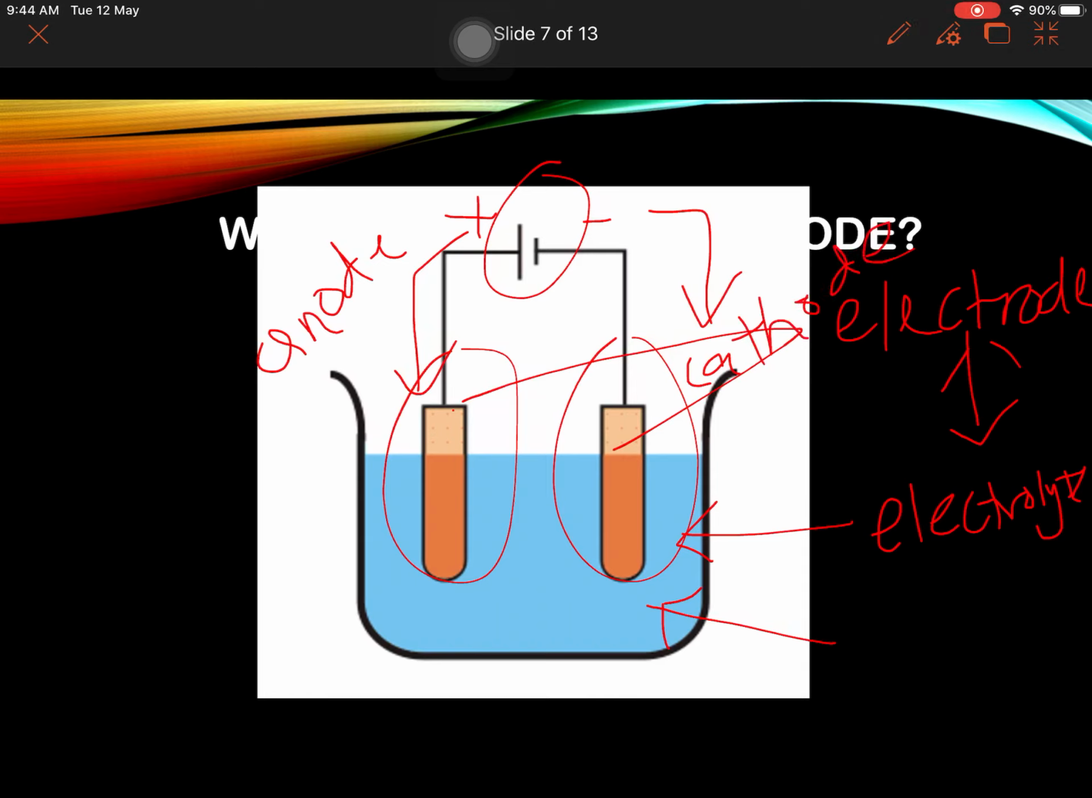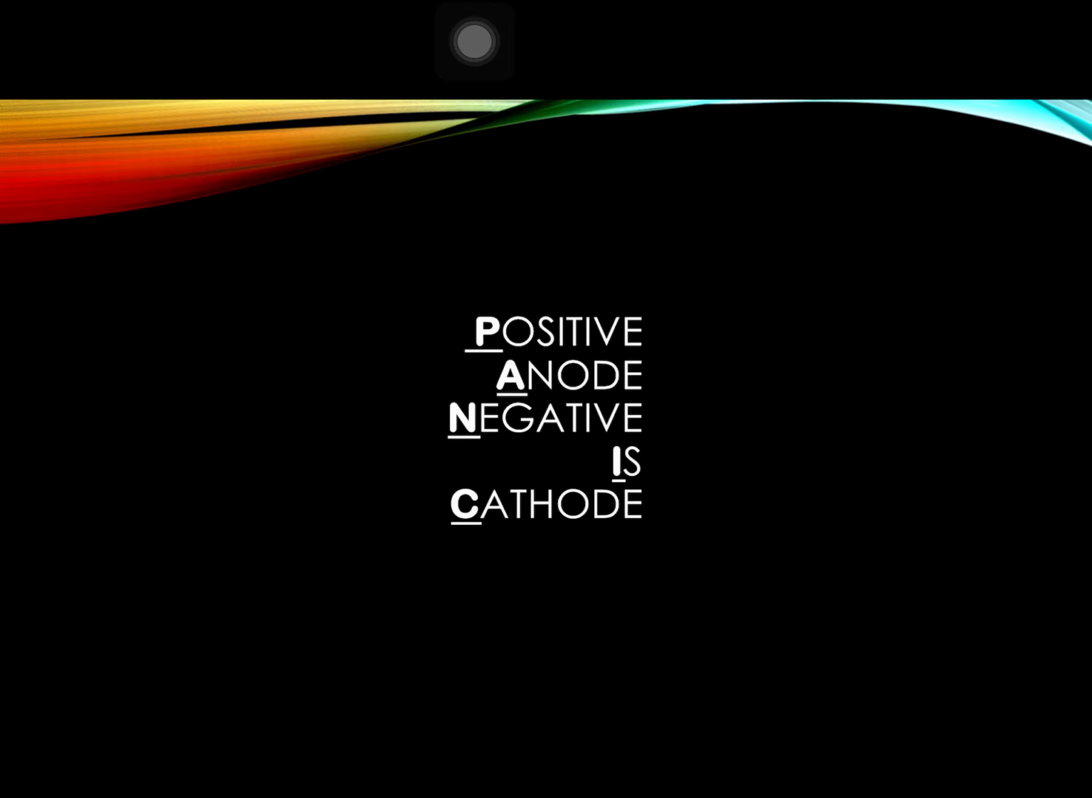So here is a technique for you all to remember. Panic. Just remember PANIC. P stands for positive, A stands for anode, N for negative, I is C, cathode. So PANIC stands for positive anode, negative cathode. This term PANIC is only applicable to electrodes, you cannot use it for the ions.